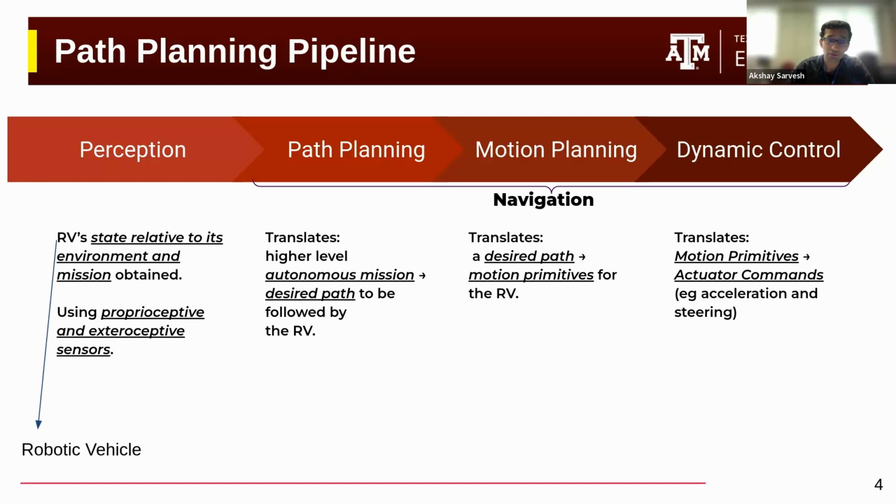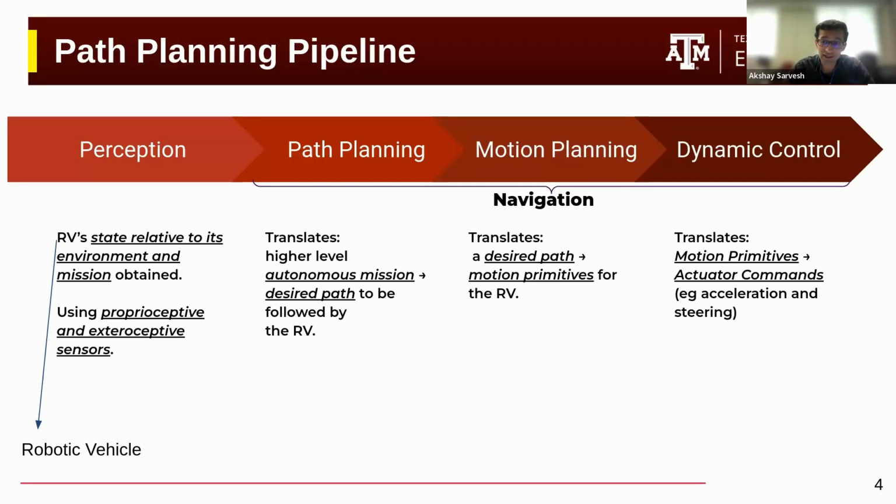To have a higher level mission that's dictated by humans, asking the robot to follow a certain set of waypoints, that could be the autonomous mission, and the global path could be the desired path. And then with motion planning, that desired path could be converted to motion primitives. Motion primitives could translate to anything like going straight, going left, going right, or whatever it is. And these motion primitives can then be translated to actuator commands.